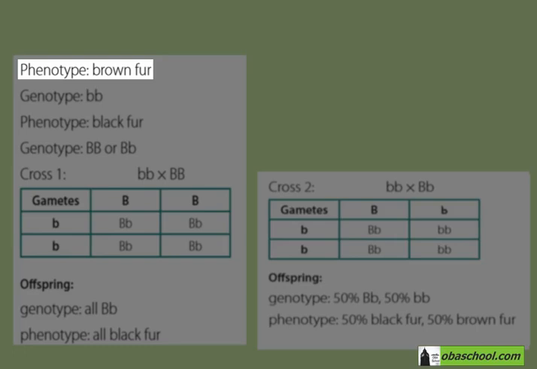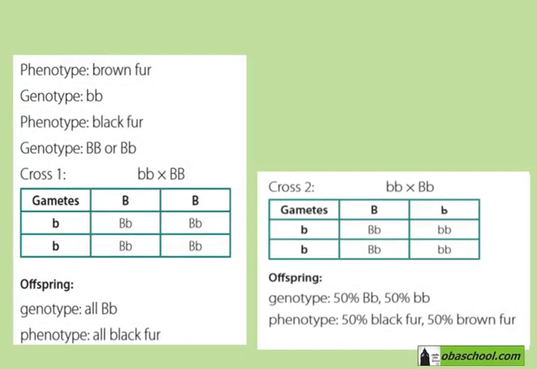When we say phenotype brown fur, knowing that brown is recessive, that means if the phenotype is brown fur, then the brown allele, which is recessive, is expressed. That means that 100% the genotype is lowercase b, lowercase b, because for the brown allele to be expressed, it has to be in the homozygous state.